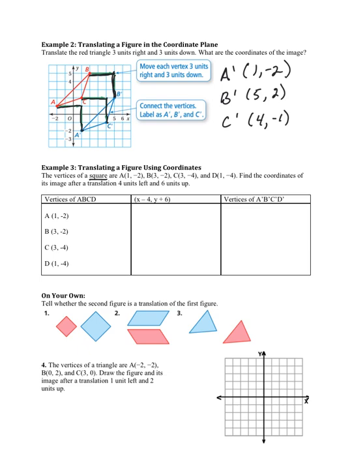So if A is at 1, -2, moving 4 units to the left means we're going to take our x coordinate of 1, and we'll subtract 4. That will move this point 4 units to the left. And then my y coordinate of my original shape is -2. And if I want to move 6 units up, I'll add 6. So the vertices of A prime, I'll write A prime here, will be -3, 4.